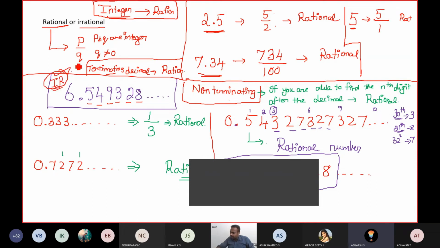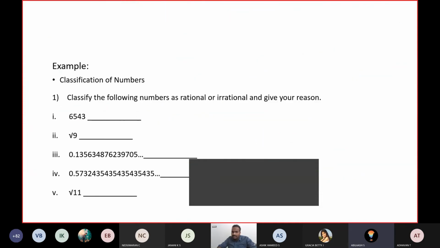Very good. So we'll try to solve a few questions. I'll give you a few numbers, and all you're supposed to do is tell me whether the given numbers are rational or irrational. That's all. Okay, first question: 6543. Is this rational or irrational? Rational. Very good, superb.